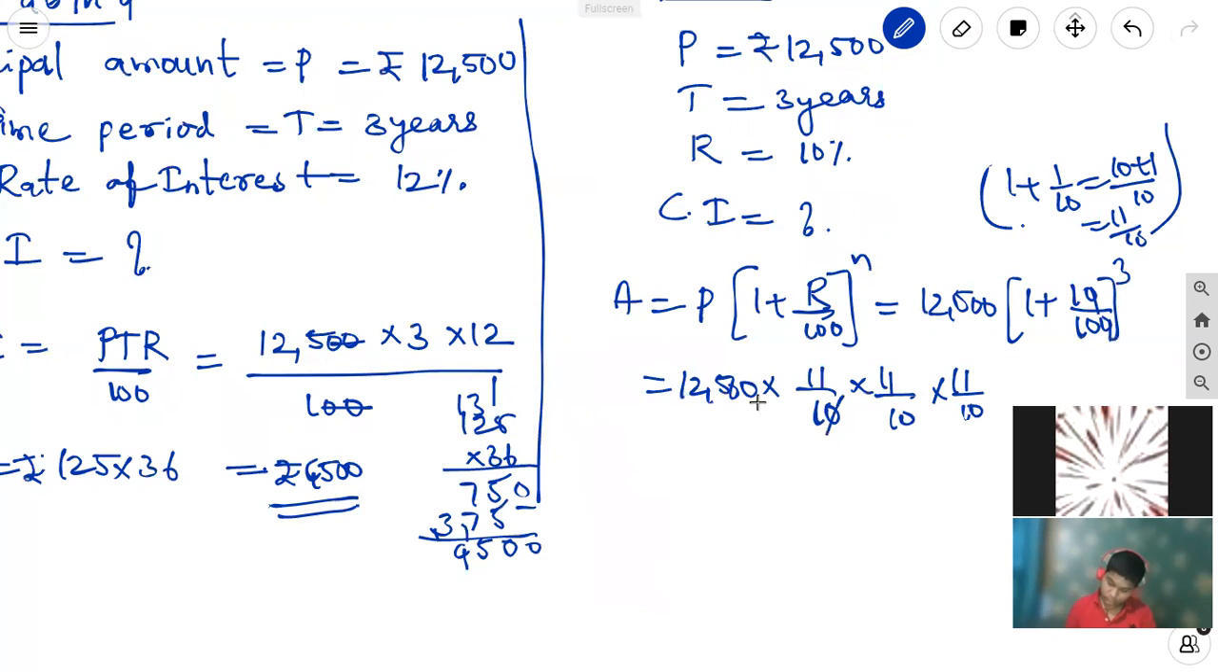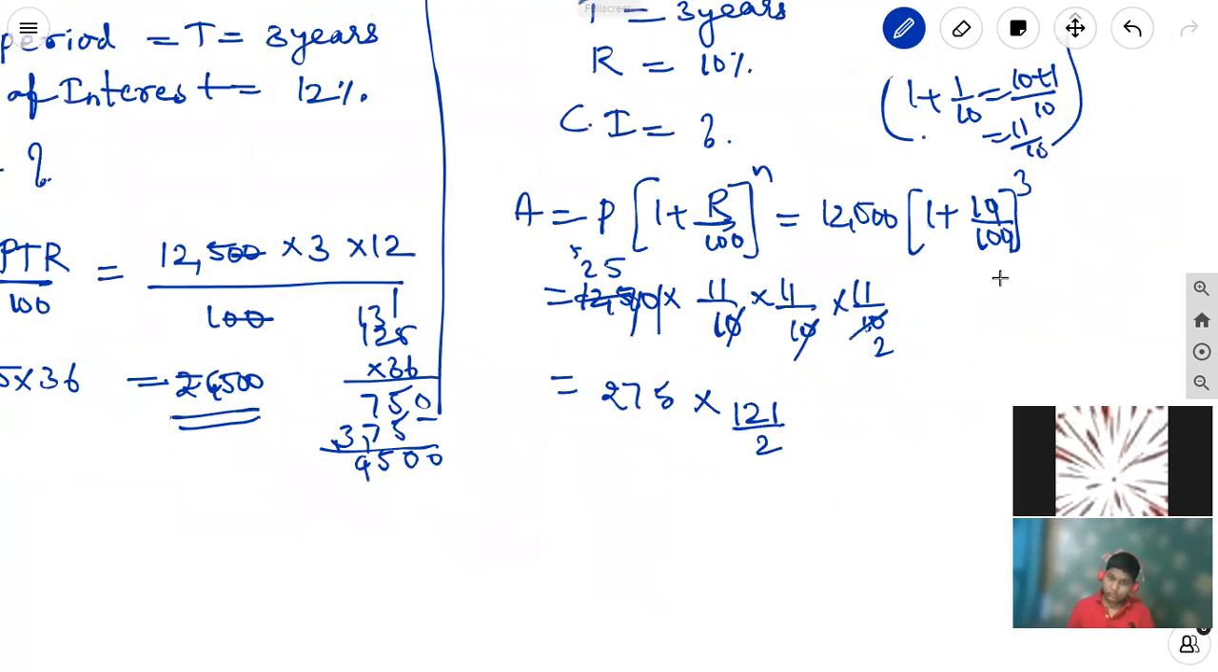Okay, here 100 and 100 cancel. 5 2s are 10. Here 11 11s are 121, 11 5s are 55, 5 11 2s are 22 plus 5, 275 into 121 by 2. That is equal to 275 into 121.